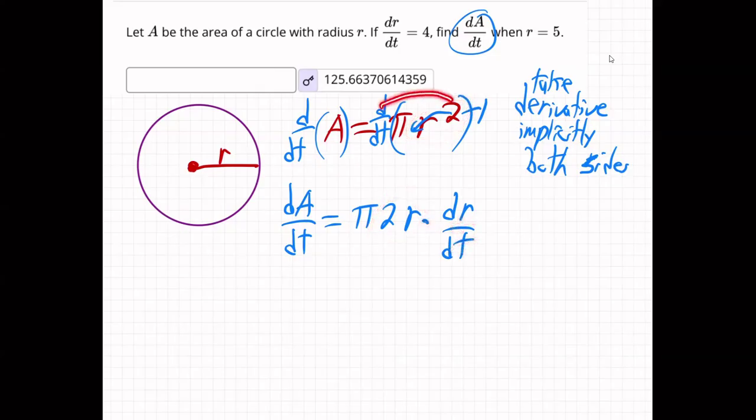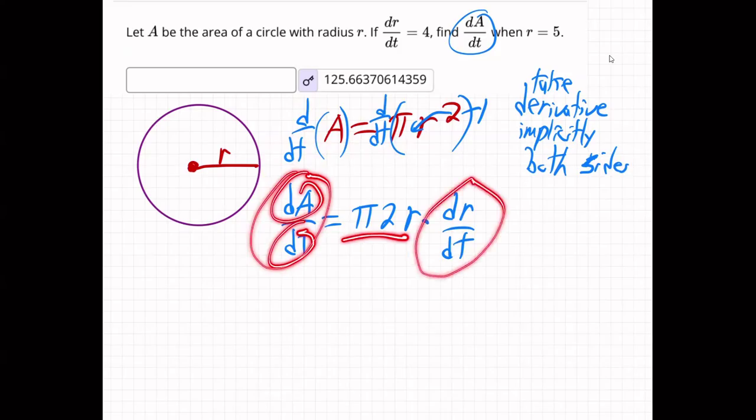That d/dt. So I'm taking the derivative of this side with respect to time and the derivative of the other side with respect to time. If the area of the circle is equal to pi r squared, then how fast the area of the circle changes over time is going to be equal to how fast this formula changes over time. So dA/dt, the rate of change of the area over time, is pi 2r times the dr/dt, the rate of change of the radius over time.